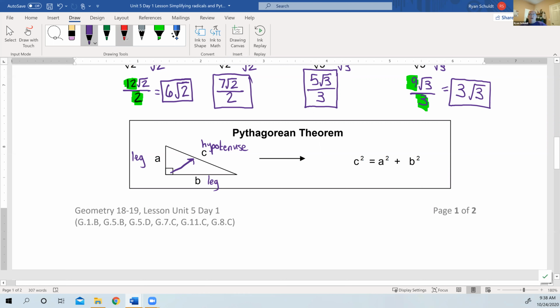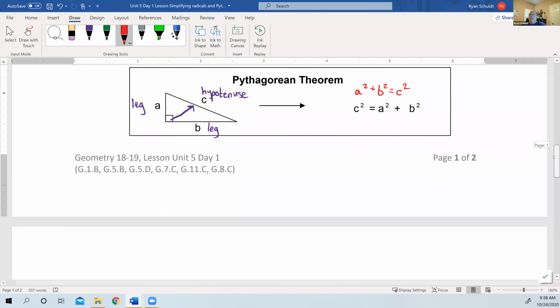We don't know it that way. We usually say A squared plus B squared equals C squared. That's how we're used to saying it. So let's actually use this to help us.